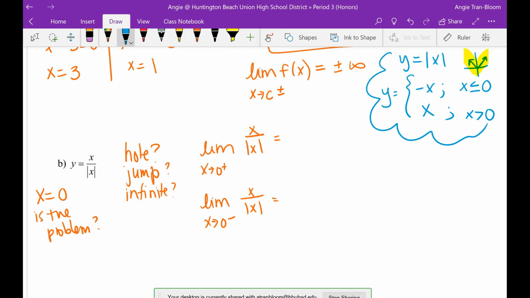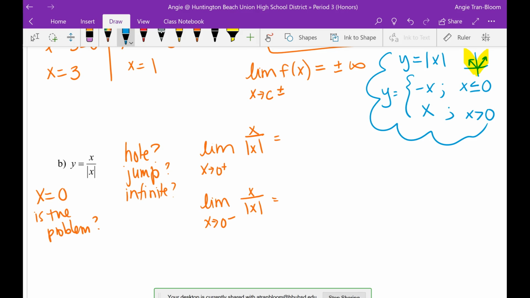Okay. Now, let's talk about our limits. Back to our limits question. Limit as x approaches 0 from the right-hand limit. Which piece should we use?